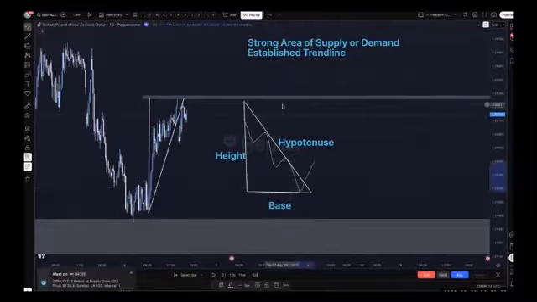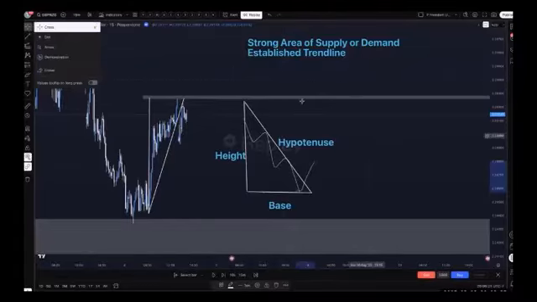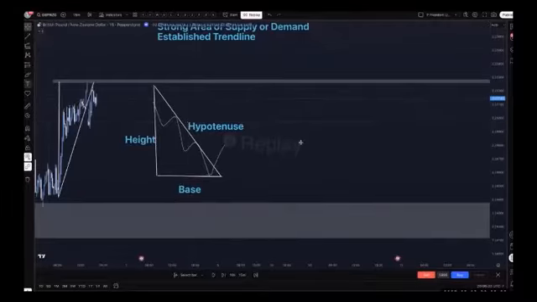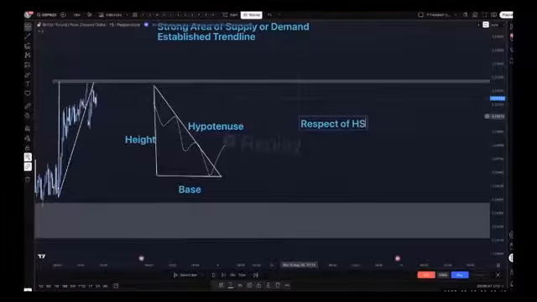It's really a three-step process to confirm that price direction has changed. And there's a three-step process that I want to remind you of and introduce to others. The very first thing that we're trying to accomplish is a respect of horizontal structure. And that's our baseline. And that's why the strong area of supply or demand matters.